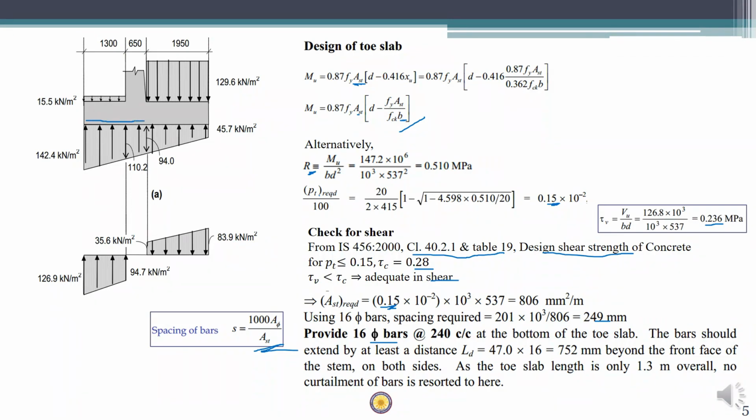It is important to note that we should not stop immediately at the support. It should be extended for a little length, which is called the development length, Ld. So Ld is actually 47 times the diameter of the bar, which means 752 millimeters. Since the beam is short, we don't talk about any curtailment requirements.